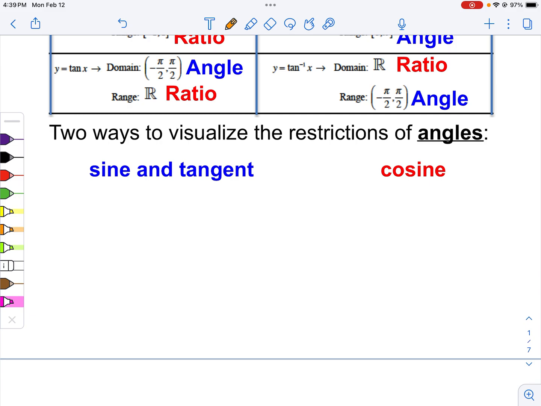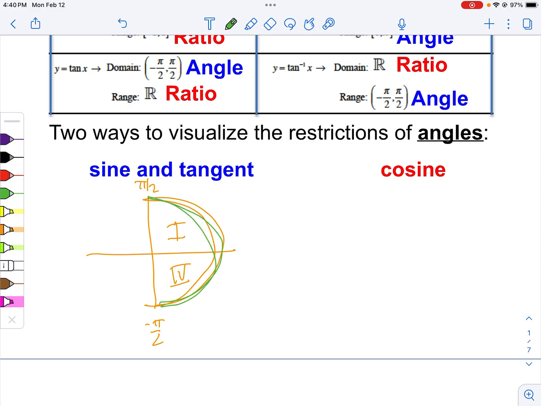So there's two ways to visualize it. For sine and tangent, if we think about negative pi over 2 down here, all the way up to pi over 2, we know we're looking at the right side of the graph. We're looking in quadrant 1, and we're looking in quadrant 4. So in order to name the inverse sine or the inverse tangent, we have to make sure that those restrictions are on the right side of our graph, quadrants 1 and 4. And if we're in quadrant 4, we have to make sure those values are between 0 and negative pi over 2.